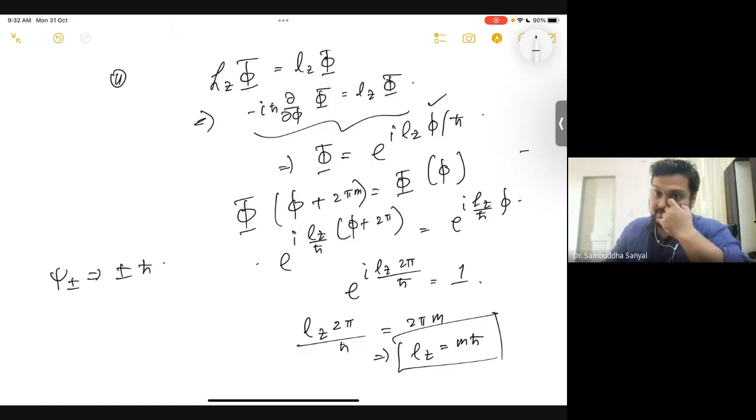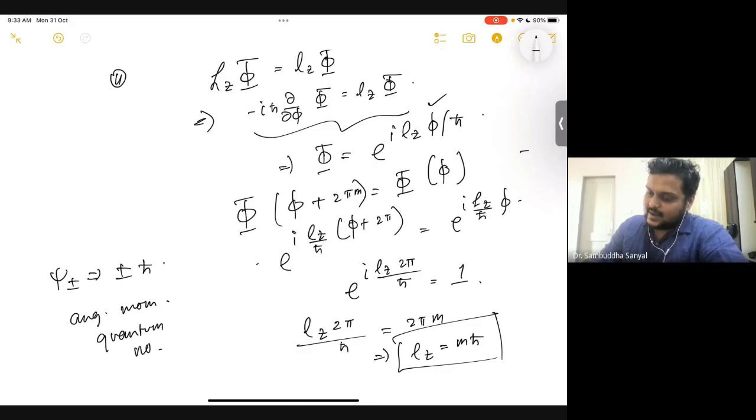So psi 1, 0, and so on. So this thing is called the angular momentum quantum number. This is the eigenvalue of the angular momentum operator. Okay. So this is something from where I will pick up next time.